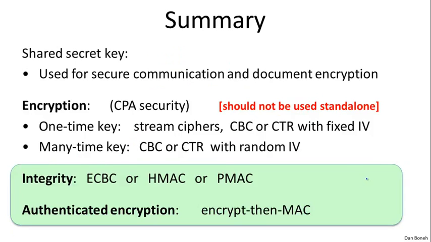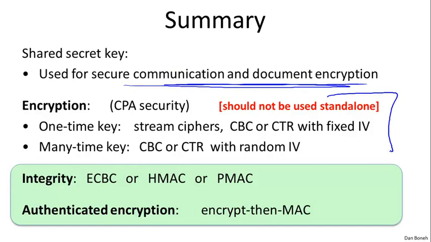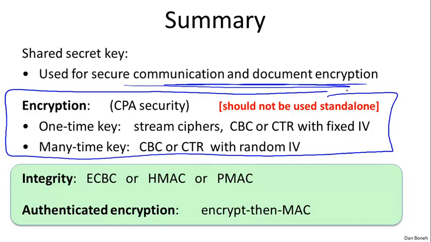And so just to summarize, symmetric encryption is used for secure communication and secure document encryption. We talked about eavesdropping security, just eavesdropping security, and that should not be used by itself. We talked about two modes, CBC and counter modes, as well as stream ciphers. The difference was you could either use them as one time or many time. There are different modes depending on whether you use them as a one time or a many time key. Here you can use a fixed IV. Here you had to use a random IV or a many time key.